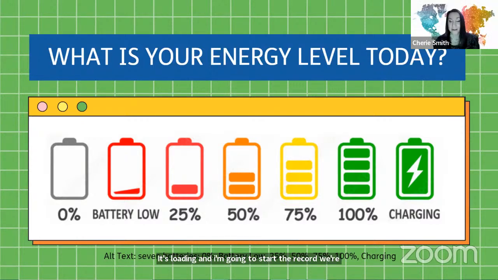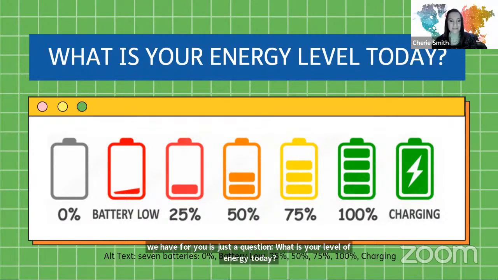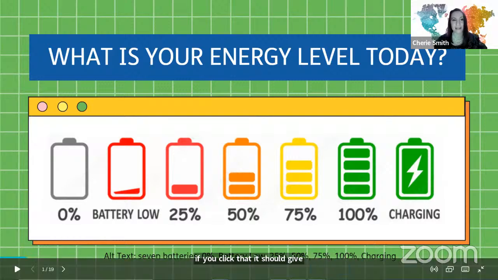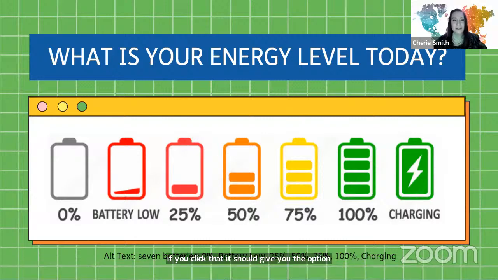All right, well, welcome everybody that's early to our session and already in the room. What we have for you is just a question. What is your level of energy today? And so to do this, we're going to use the annotate feature, and I'll be repeating this again once our session actually starts. But for you early birds, I wanted to give you a little bit of time. So if you look at your toolbar, there should be a little pencil icon that says annotate. And if you click that, it should give you the option to find a stamp. So find your stamp. I want you to pick your shape.